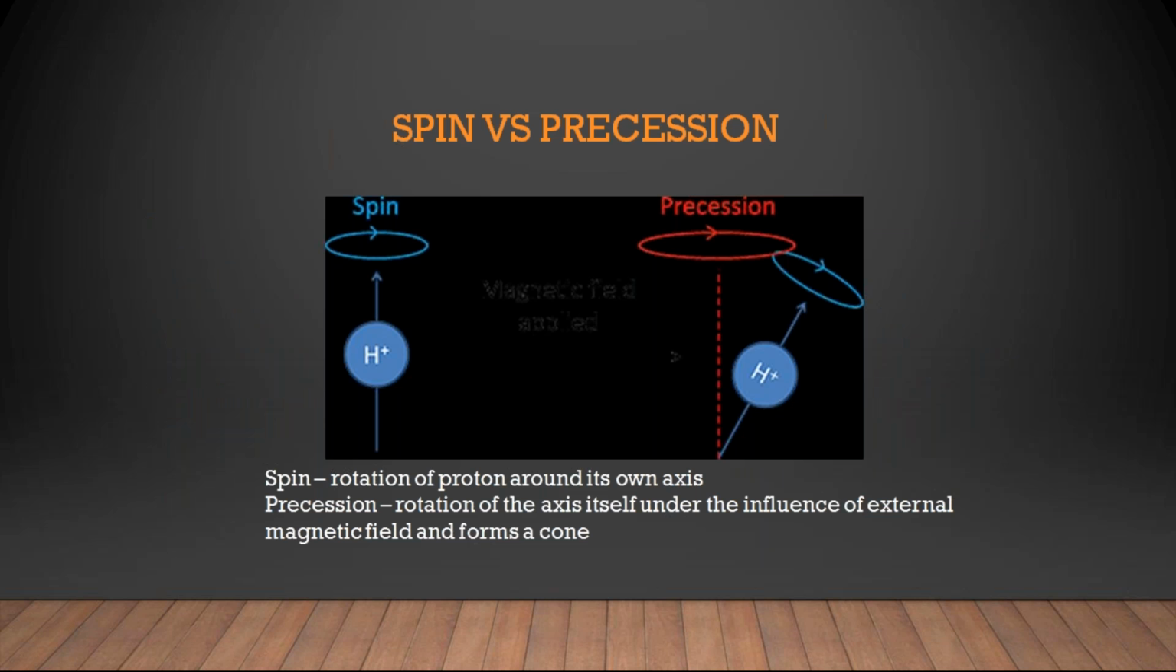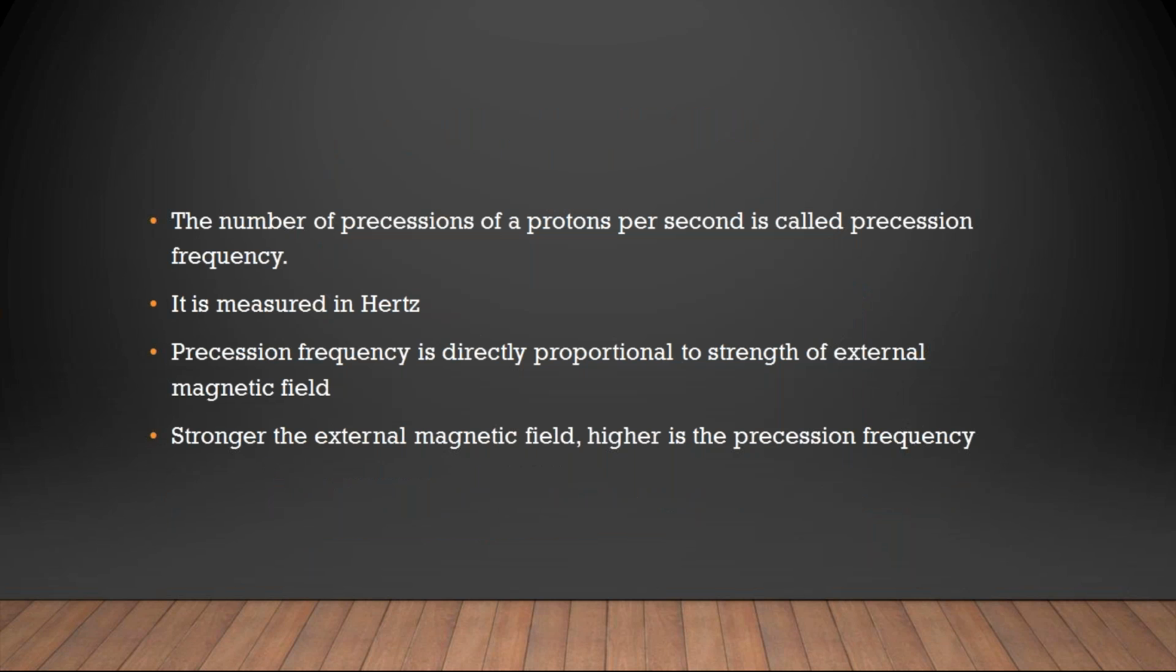So what is the difference between spin and precession? Spin is the rotation of a proton around its own axis. Just imagine the earth, which rotates around itself. Precession is the spinning proton under the influence of the external magnetic field. It forms a cone, deviated from the center of the axis, with the influence of the external magnetic field. So this is the difference between spin and precession.